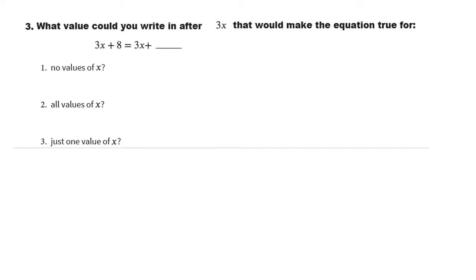Okay, number 3. Number 3, I'm using the small chart that I gave you to glue into your notes. So I know that I have 3x plus 8 and I have 3x plus something. So for no values, I know that I can't have the exact same thing on both sides. So I know that I need to have a different constant than 8. So I have a constant of 8 here. Over here, I need anything else besides 8.